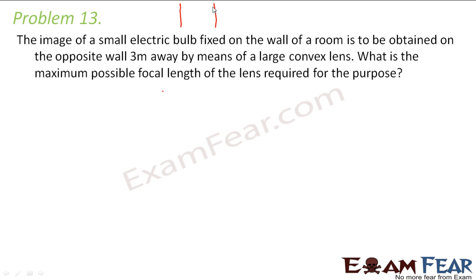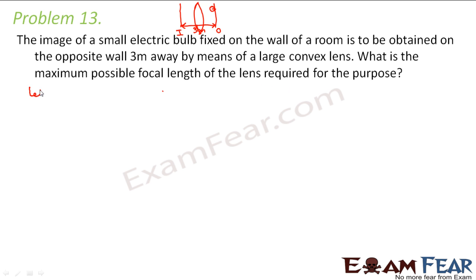Let us suppose this is the wall of a room where you have a small electric bulb. Now you have to obtain the image of this bulb on the opposite wall, which is at a distance of 3 meters from this wall. So your object lies here and you want the image to form here by means of a large convex lens. So let us say this is the convex lens. What is the maximum possible focal length of the lens required for this purpose?